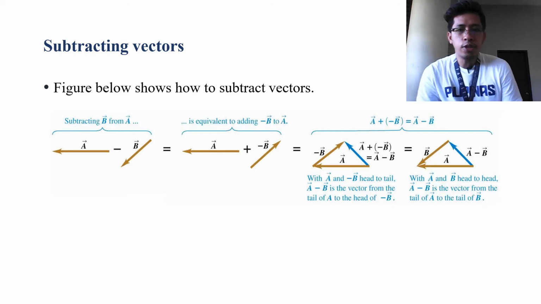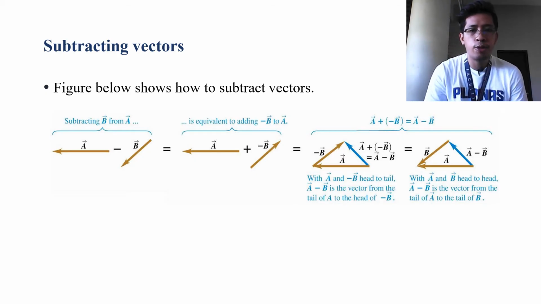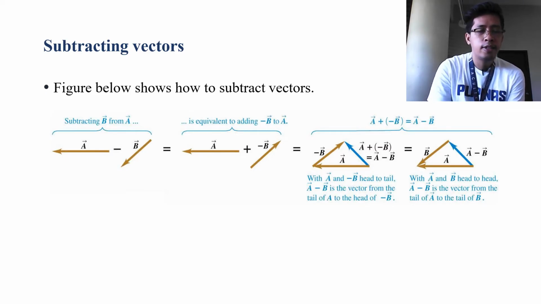In subtracting vectors, it's the same as adding vectors with the negative of your second vector. Let's say for example you want to subtract vector B from A here. You have your vector A minus B. This is just equivalent to adding negative B to A here.